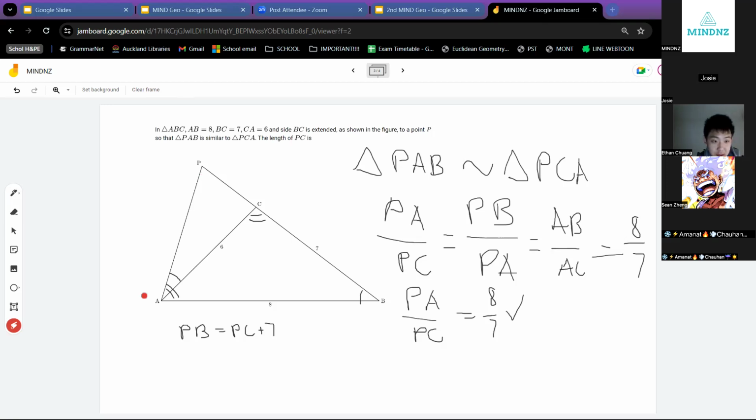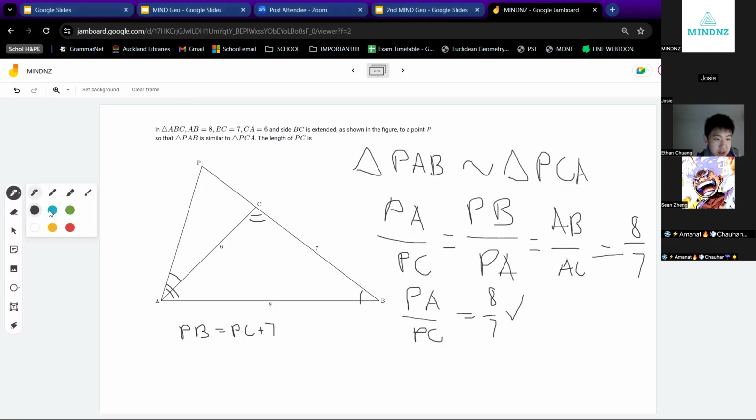PAC and ACB. Not necessarily. We don't actually know that, because they would only be similar if, for example, let me just change this color, if this angle were to equal this angle, and this angle equals this angle, or it looks like this, which is not necessarily true. So we don't actually know that. We've only been given that PAB is similar to PCA.